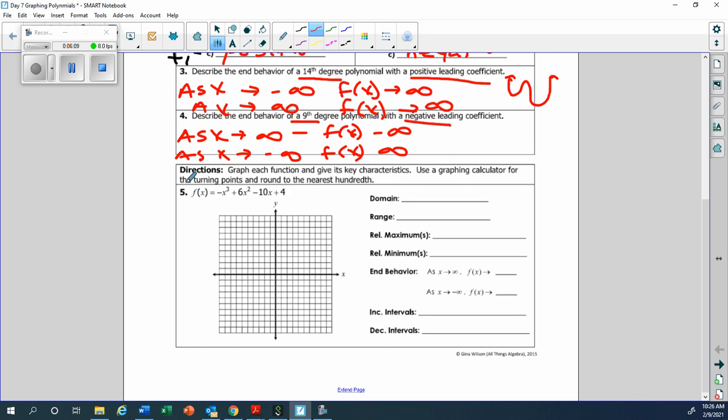Okay? And now for number 5, we have to graph each function given its key characteristics. Use the graphing calculator to find the turning points, and round to the nearest degree. So all we have to do is graph this part, right? And then we're going to decide the domain and range. So how do we graph it? We use Desmos. Okay, so I'm going to open that.